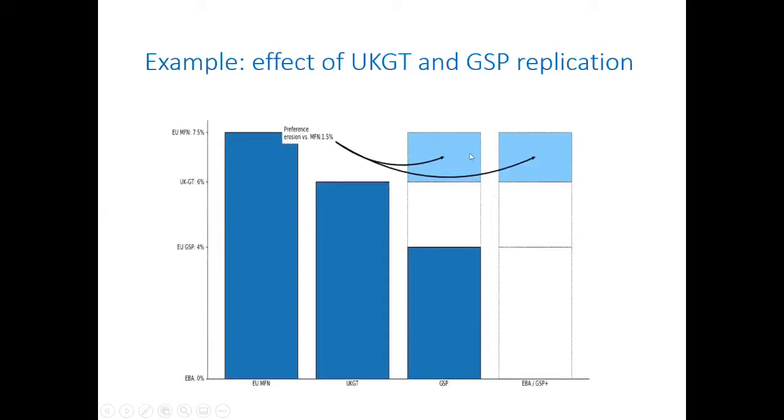And this will be shown by the size of these 2 boxes for GSP countries and the entire size of the bar for EBA members. But since the UKGT is going to be lower than the UMFN rate, both GSP, GSP Plus and EBA members are going to lose a fraction of this preferential margin, which in this case corresponds to 1.5 percentage points. It will be the size of these light blue boxes over here. So that's what we mean by the worsening of their competitive position.